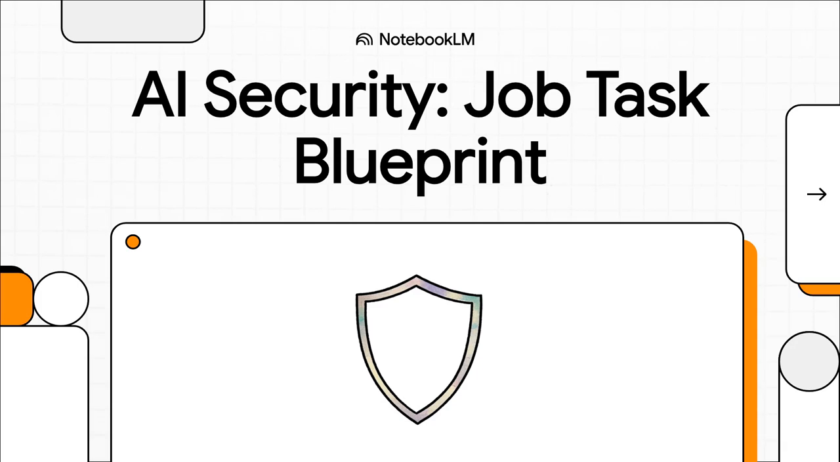Let's talk about AI security. Specifically, how in the world do you train your team to avoid risks that honestly look, well, they look just like their normal, everyday work? It's a really tricky problem, but guess what? There's a blueprint for solving it.